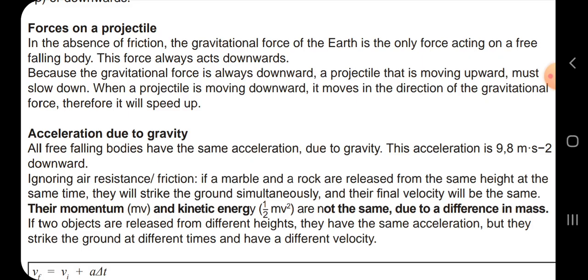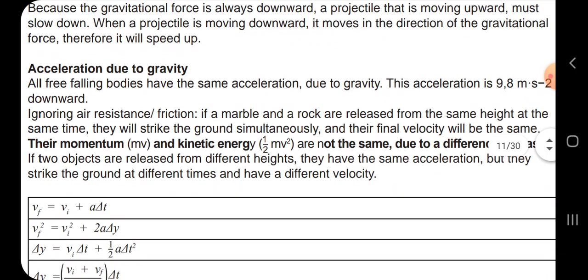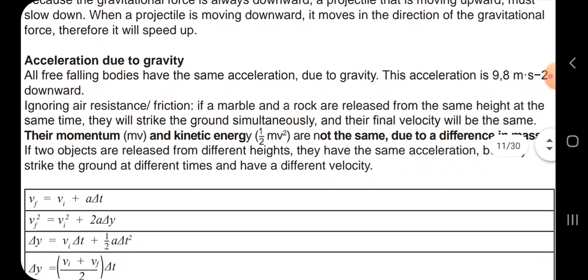So initial velocity will be higher than final velocity. Acceleration due to gravitation: all free-falling bodies have the same acceleration due to gravity. So the acceleration is 9.8 meters per second downward, ignoring air resistance or friction. If a marble and a rock are released from the same height at the same time, they will strike the ground simultaneously and their final velocity will be the same. Their momentum and kinetic energy are not the same due to a difference in mass.